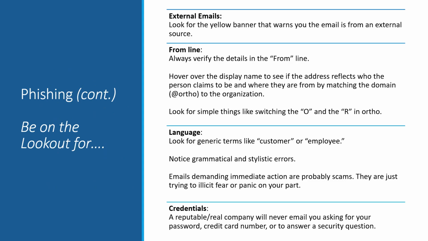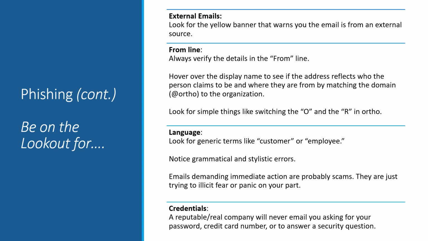Some things to watch out for that can help you determine if an email is phishing. External emails. Our system makes this easy for us by having a pale yellow banner warning us that the email is coming from an external source. Look at the from line. Make sure the email address it's coming from is spelled correctly. It's an easy thing to do to switch the O and the R in ortho. Be sure you recognize the person the email is coming from. Phishers are smart. They will go out to our website and see the names of our senior leaders, and they'll pick up how our email addresses are formatted. They'll imitate that in the from line with a fake email.